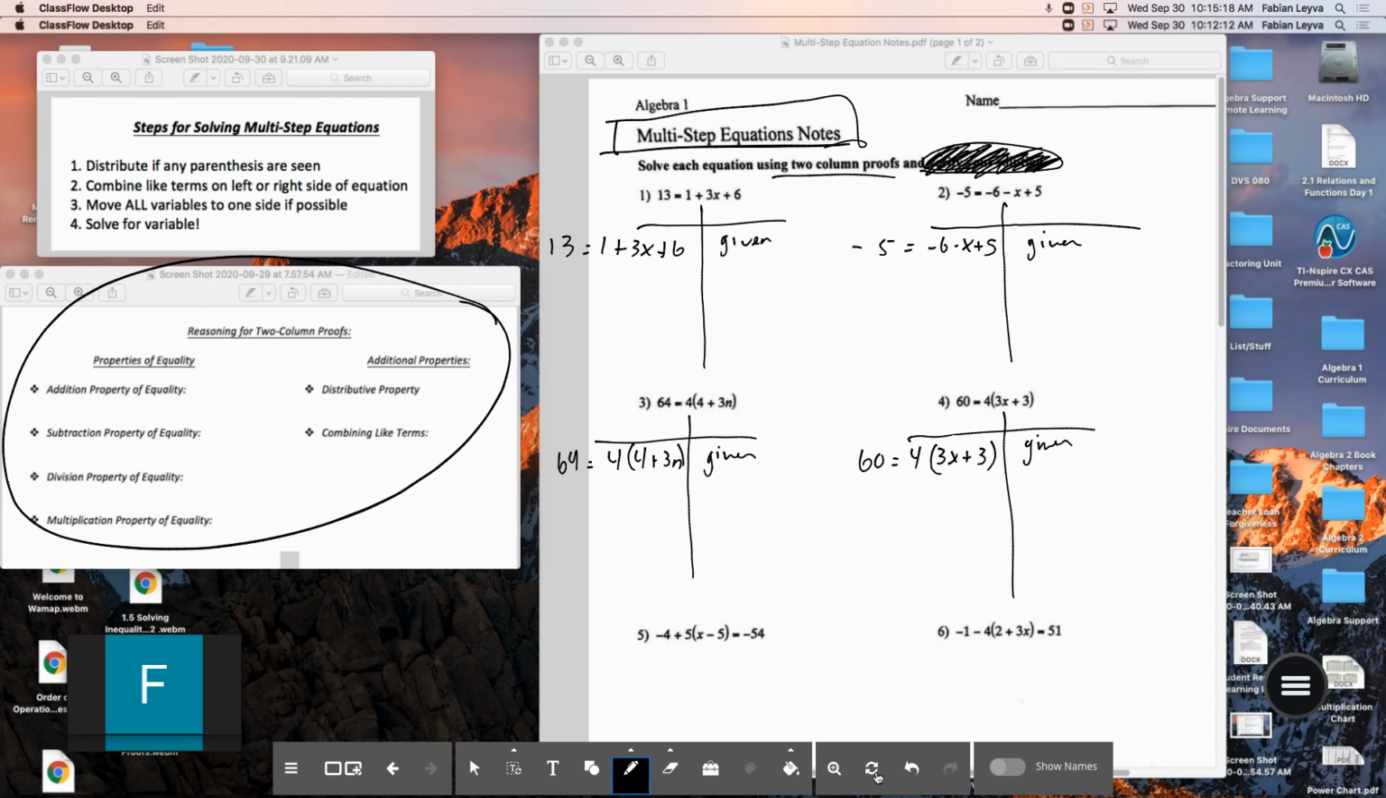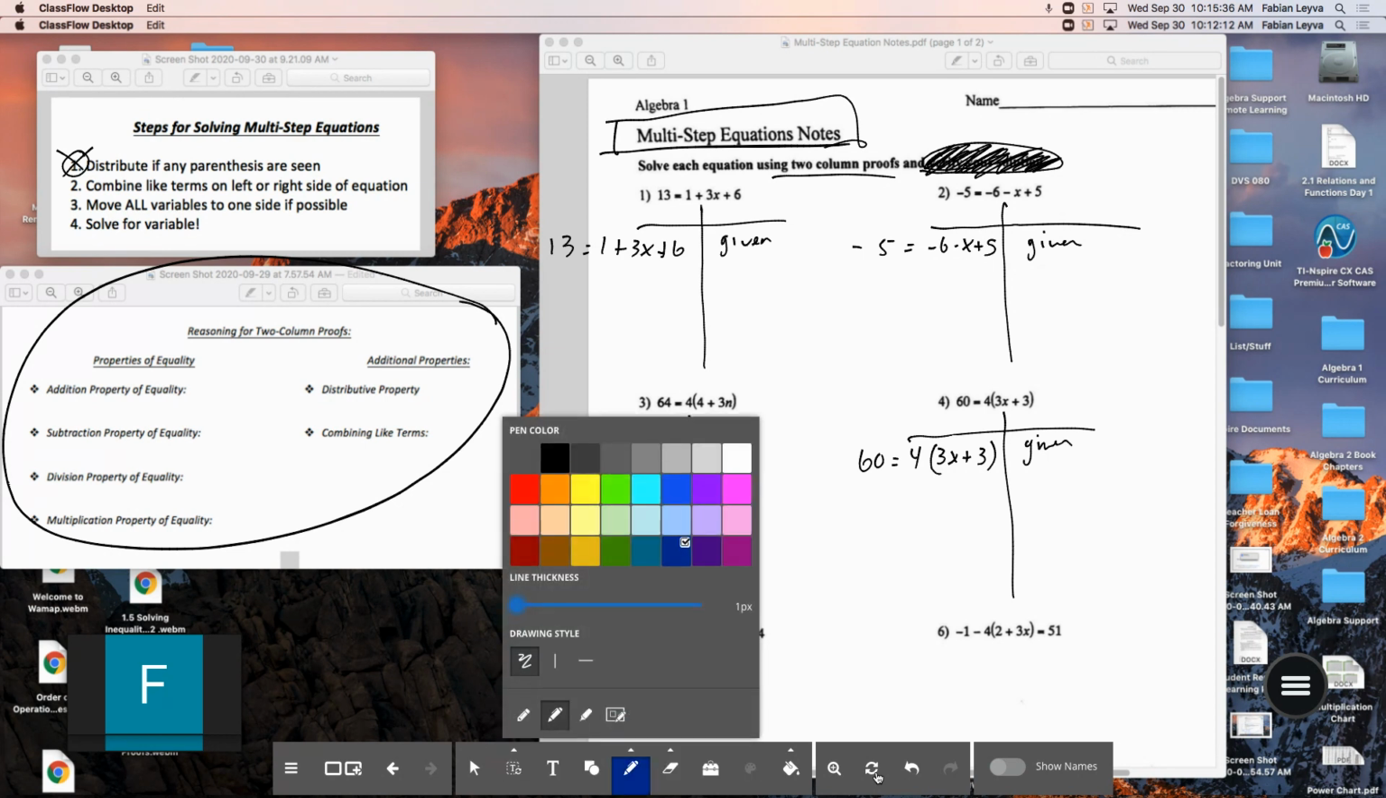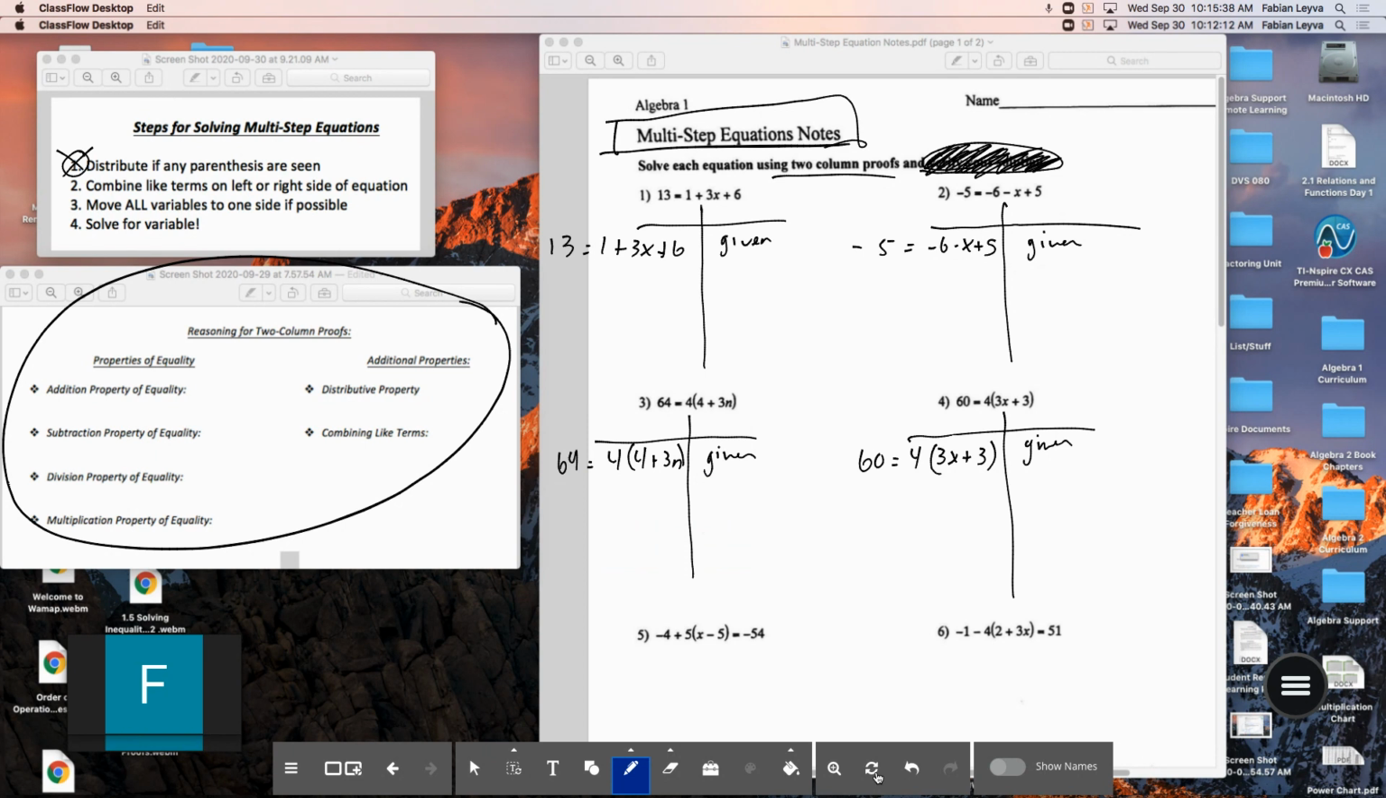I'm just going to start with number 1. Whenever I'm given an equation, the first question that I ask myself each and every single time is, hey, can I distribute if there are any parentheses there? Now I can see on number 1 there are no parentheses anywhere in that equation, so I can skip that step. Now let me ask my second question, or my second step, which is to combine like terms on the left or the right side of the equation.